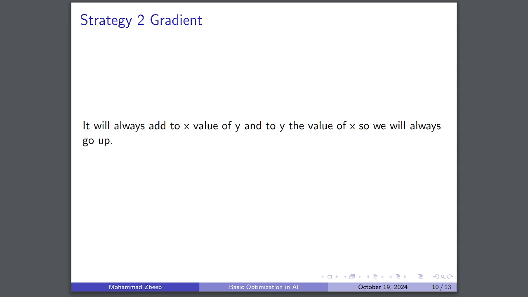So if we tweaked x by the derivative of the function x times y with respect to x, and y by the derivative of the function x times y with respect to y, we should at each time be higher, or be at least higher than the step before us.